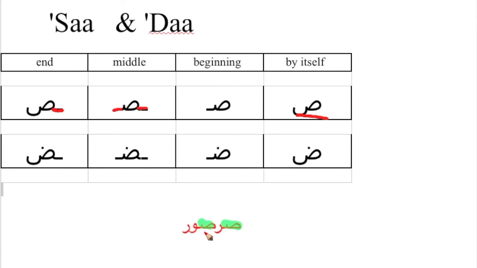But you notice here that the letter sa is coming as if it is in the beginning, even though it is not in the beginning. Why? Because the letter before it is a ra, and ra does not accept connection from the left. As you remember, we mentioned to you those letters which do not accept connection.